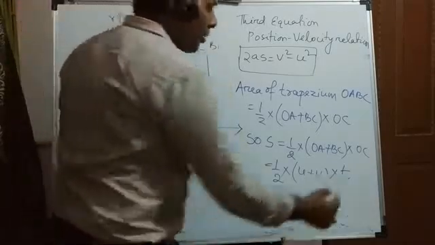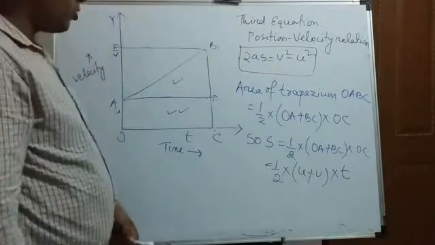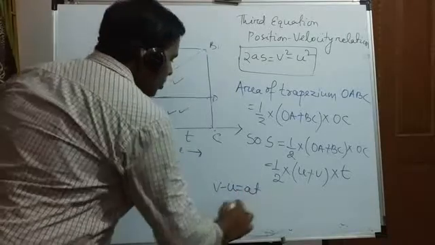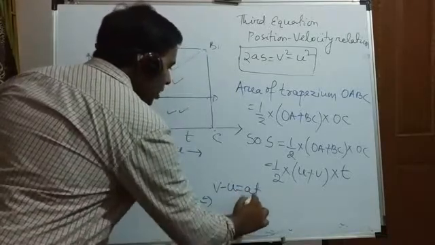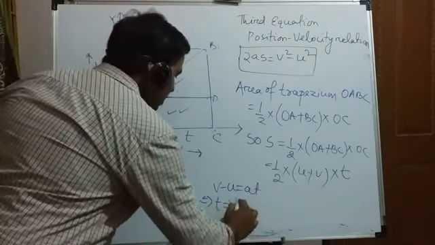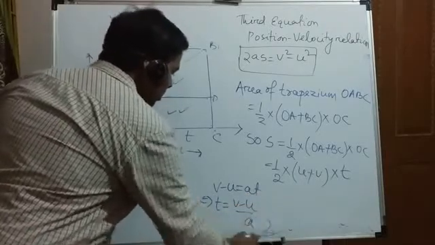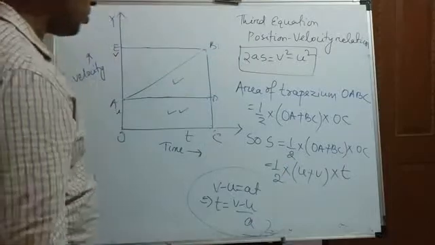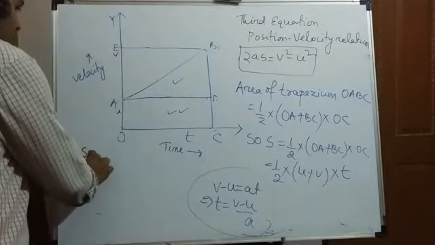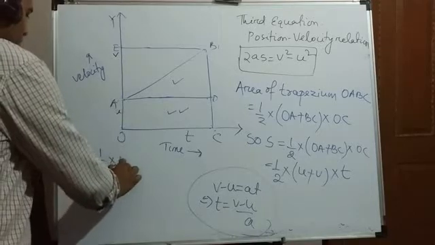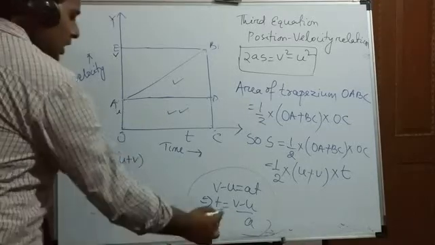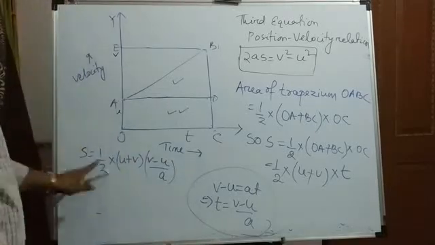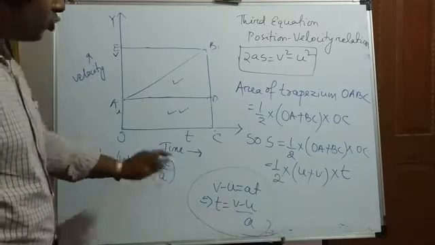Now let's find the value of T from the first equation of motion, that is V minus U is equal to AT. So T is equal to V minus U by A. Putting this value of T, V minus U by A, S is equal to half into U plus V whole into V minus U by A.